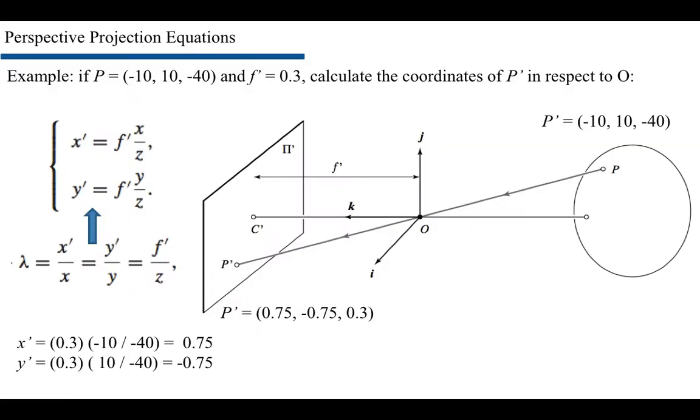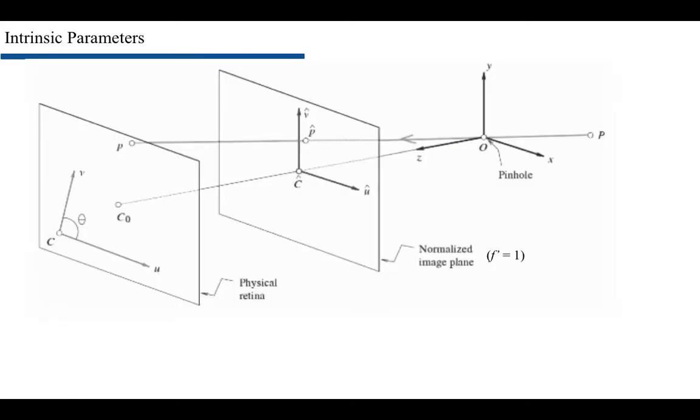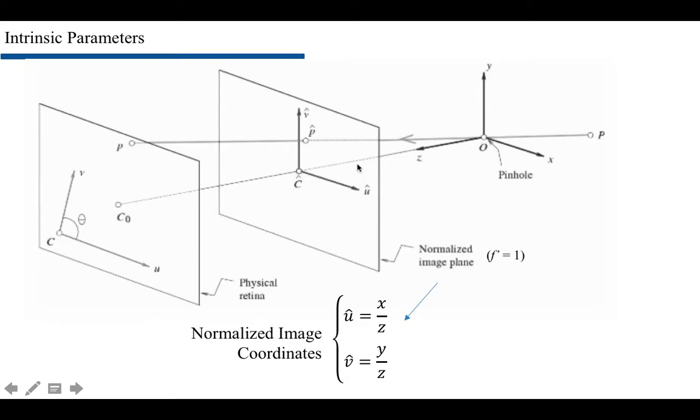But we were talking about this case, but in general, we will elaborate more things. So this is basically the origin. This is what we call the normalized image plane, and this is what we call the physical retina. That is where the CCD sensor inside the camera lies. However, we will start talking about this normalized image plane.